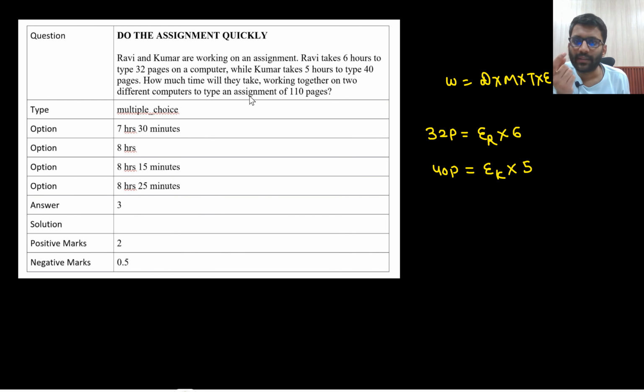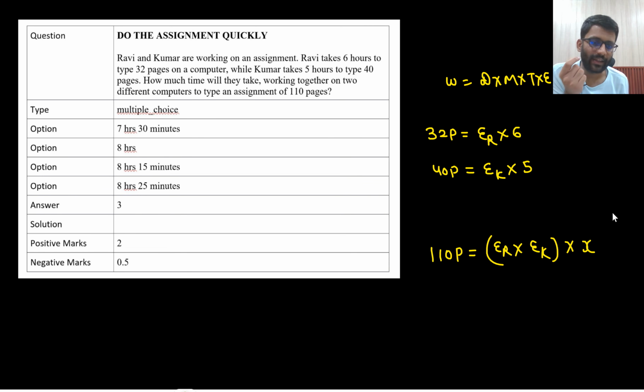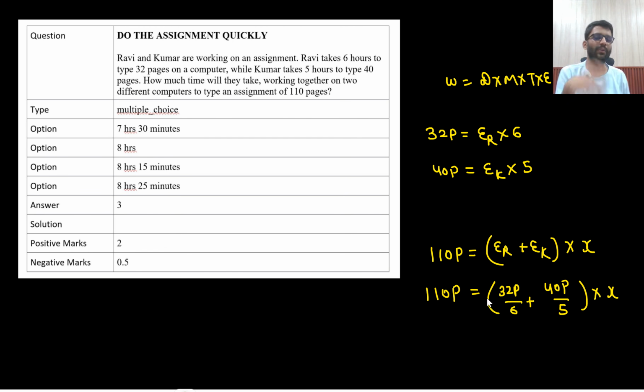Now what they are asking is how much time it will take to print 110 pages. Both are working together, so the efficiency of Ravi and the efficiency of Kumar are added. And how much time it would take, that X you need to find. So from here, what did you understand? The efficiency of Ravi is equal to 32 by 6. 110 pages would be equal to, since both are working together, a plus sign will be there. So the efficiency of Ravi is 32 pages by 6 plus Kumar's 40 pages by 5, into X. You just need to solve this equation.